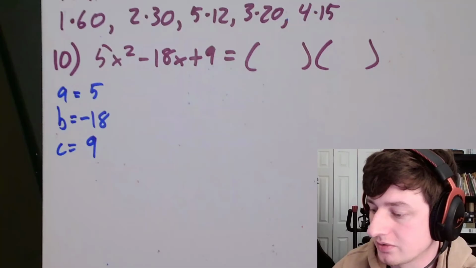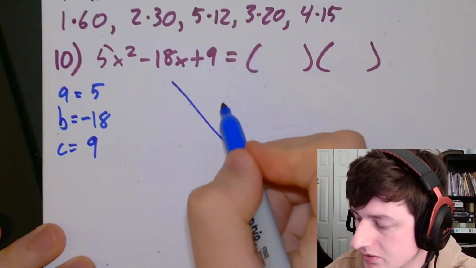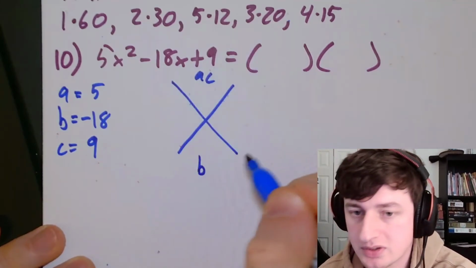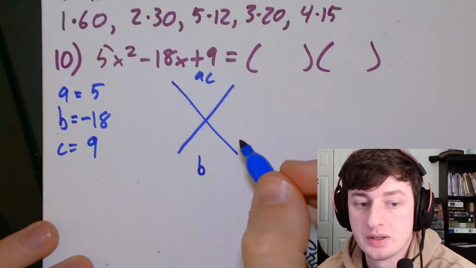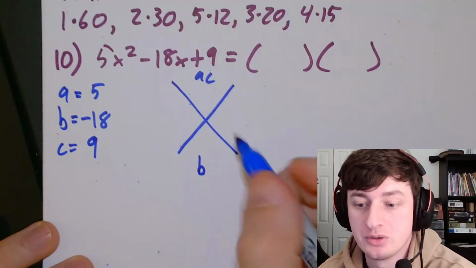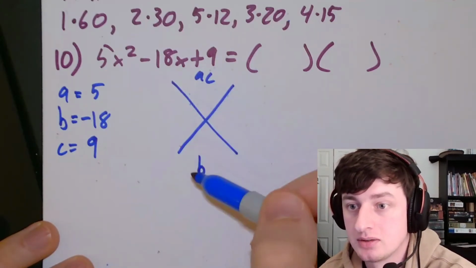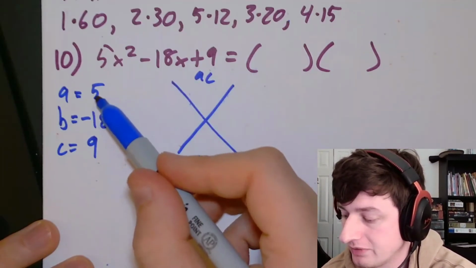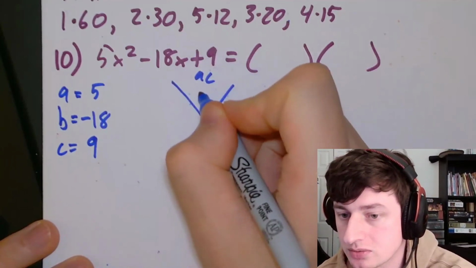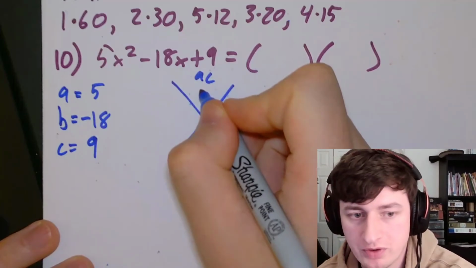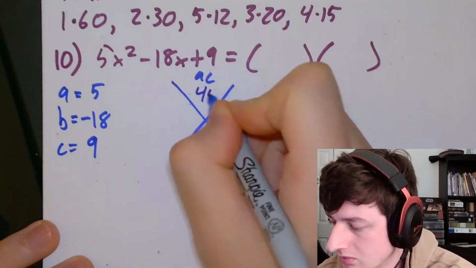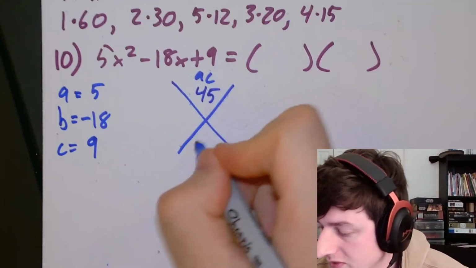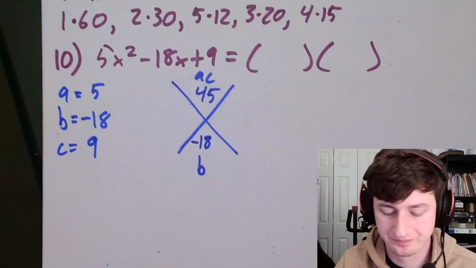And then we're going to use that to figure out what's in our x. So AC up here. You don't need to write A, C, and B every time, but if you can't remember that it's AC, A times C, and B, then it's helpful to write this out. So 5 times 9 is positive 45, right? And then negative 18 here.